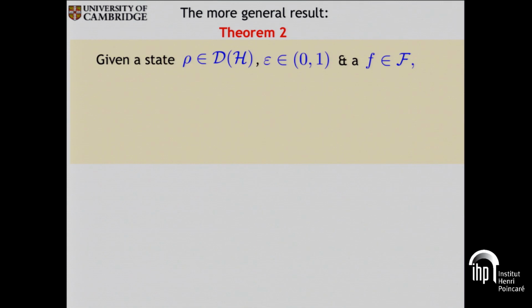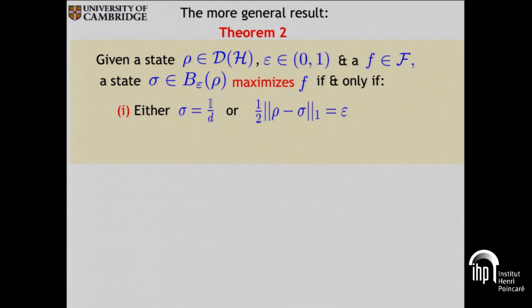Okay, so what is the more general result? Given a state rho and a parameter epsilon and a function f in a class F, which I haven't told you yet, a state sigma belonging to a ball around rho maximizes this function if and only if two conditions hold, this or this. Now, I'm going to tell you everything step by step. We'll go over these conditions in detail. And the whole purpose, why am I talking about this theorem, is we want to see how this theorem gives us an immediate clue of how to construct the rho upper star epsilon, which was the maximum entropy state, or equivalently, the minimum state in the majorization ordering.